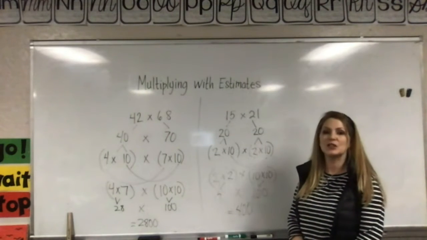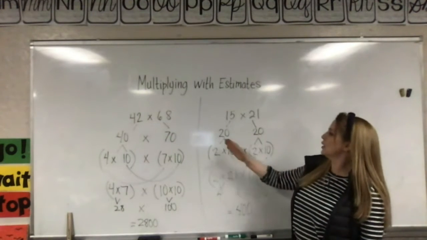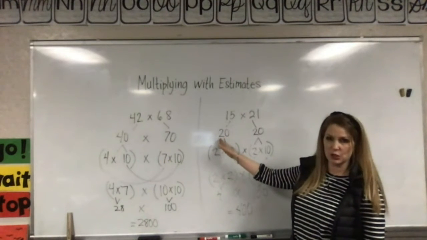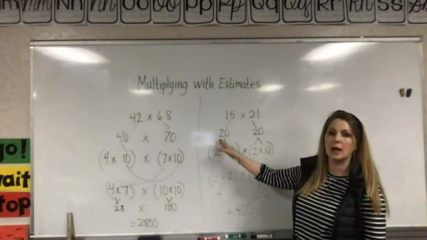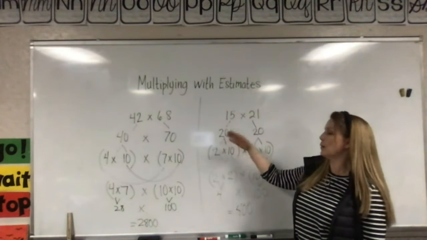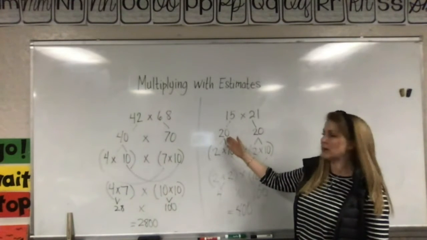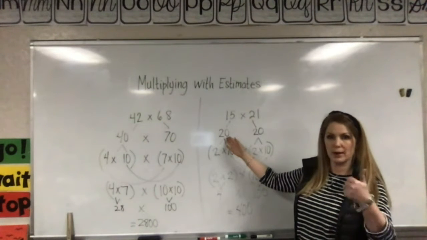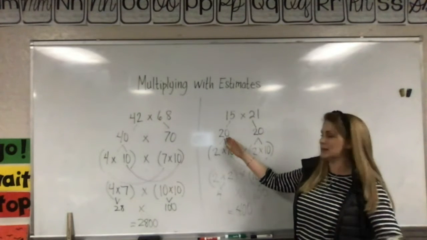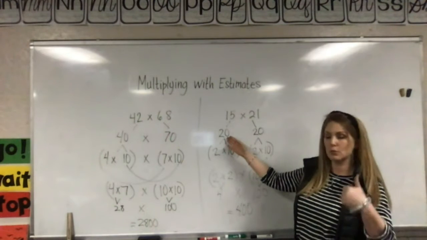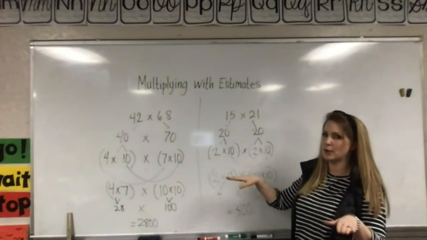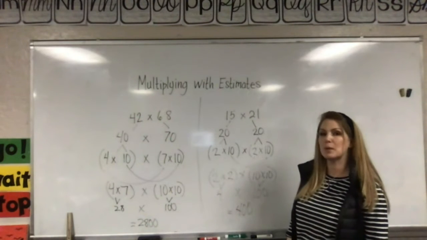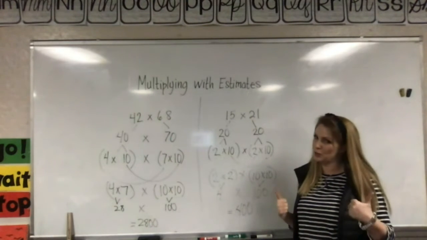So again, to multiply using estimates, we simply round. And to round, we go to the largest place value, which in this particular instance is the tens place. We go next door to the ones and we evaluate. Do we raise the score or let it rest? If it's 5 or more, raise it. If it's 4 or less, let it rest. So just remember those simple rules and you should be good.